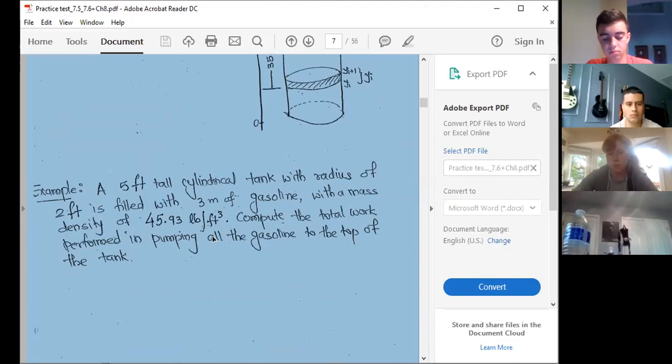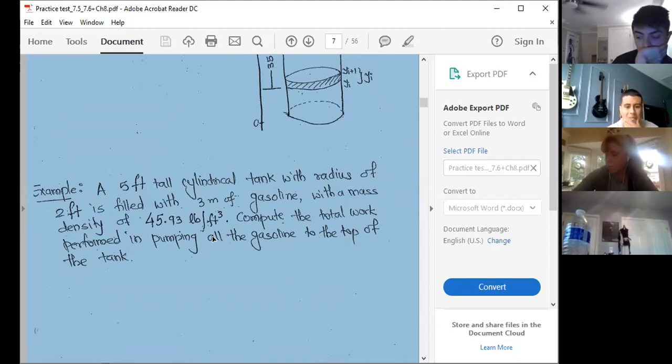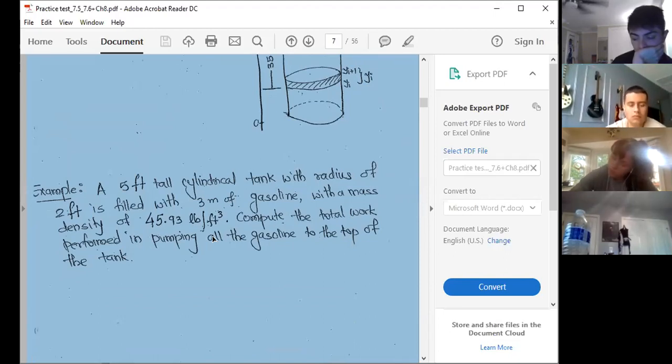Tall cylindrical tank. Now the height is 5 feet, with radius of 2 feet. Instead of 10, now it is 2 feet. It's filled with 3 meters of gasoline. Now the liquid is gasoline, whose density is 45.93 lb per cubic feet. That is given to you. Compute the total work performed in pulling all the gasoline to the top of the tank.